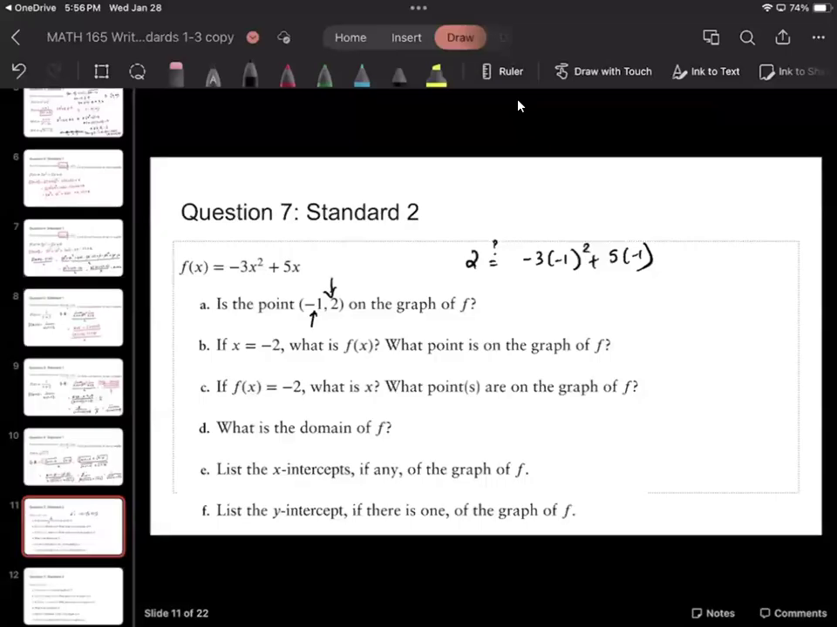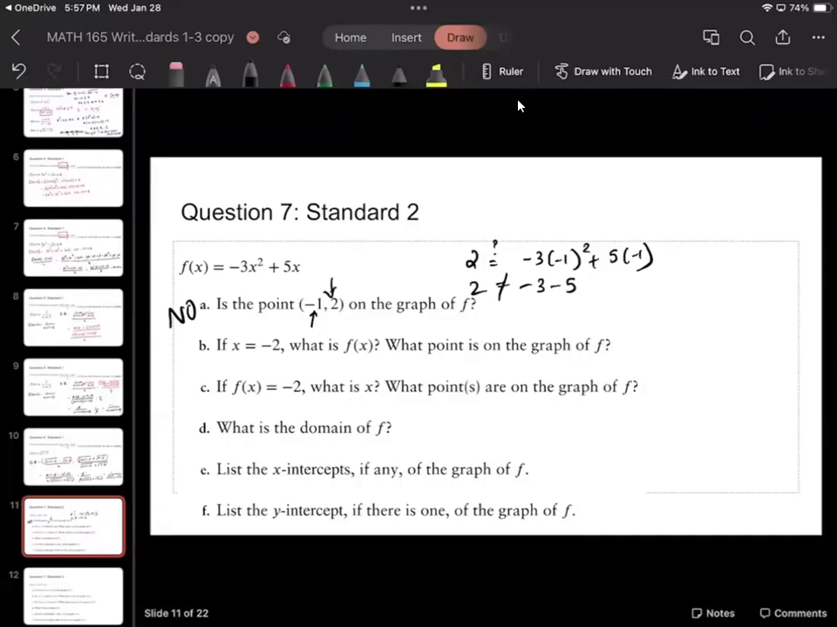Right? So if you simplify this, negative 1 squared is positive 1. So this is negative 3 minus 5. 2 is not equal to negative 3 minus 5, correct? So the answer to part A is no, it's not. Because the output, if I substitute the input for x, does not equal the output of 2.